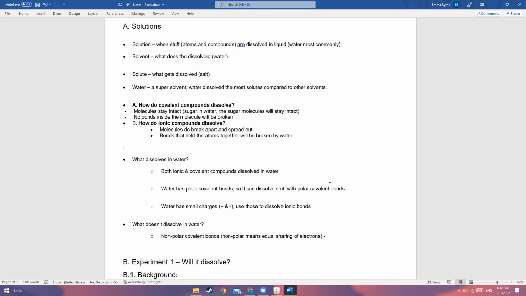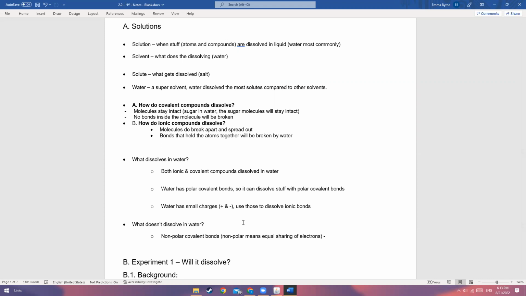However, how does water end up dissolving things with ionic bonds? Water has small charges. It's got the positive and negative charges, and those can form connections with ionic compounds that also have positive and negative charges. That's how those ionic compounds end up dissolving. But even though water is a super solvent, there are still some things that do not dissolve in water. What doesn't dissolve? It would be nonpolar covalent bonds.